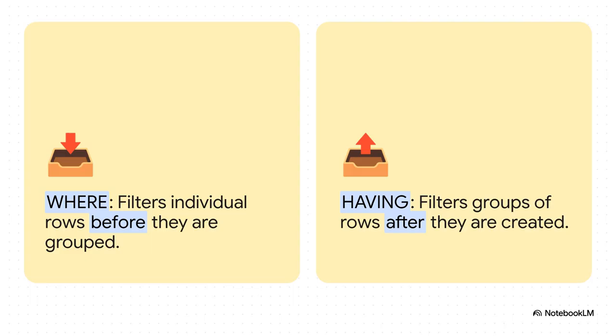Okay, where versus having. This is a concept that trips up a lot of people, but there's a really simple way to remember it. Think of where as filtering your raw ingredients before you bake the cake, like only looking at sales that happened last year. Having, on the other hand, filters the finished cakes after you've already grouped them, like only show me the regions whose total sales were more than $1 million.